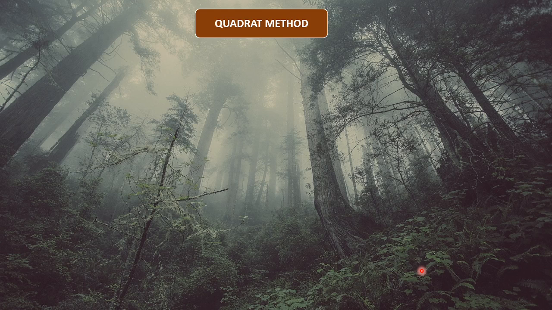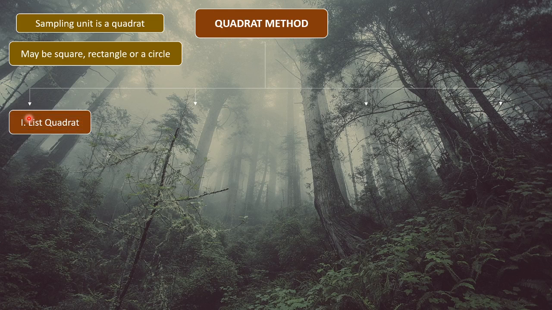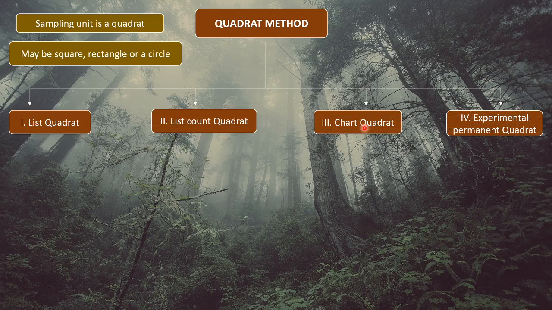Now let us understand a bit more about the quadrat method. As I told, here the sampling unit is not a quadrat, it is an area. So it could be square, rectangle, or a circle. Now, in this quadrat method, there are mainly four types of quadrat method that are used. These are list quadrat, list count quadrat, chart quadrat, and experimental permanent quadrat.